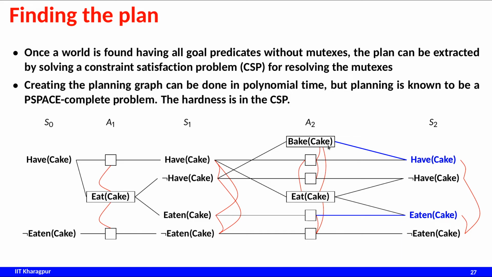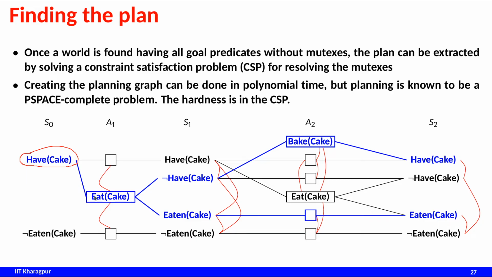So have cake is coming from baked cake, eaten cake is coming from this persistent action. Fine. So we reach to not have cake and eaten cake, and these two literals can be produced from this eat cake, and this eat cake can be produced from have cake. So we have been given these initial conditions, and we reach the goal.